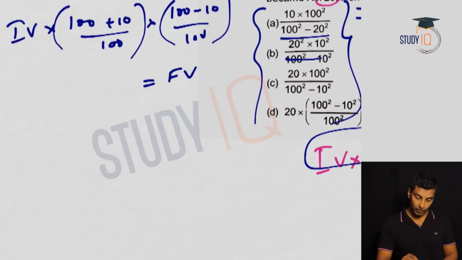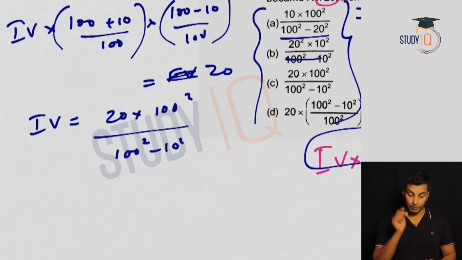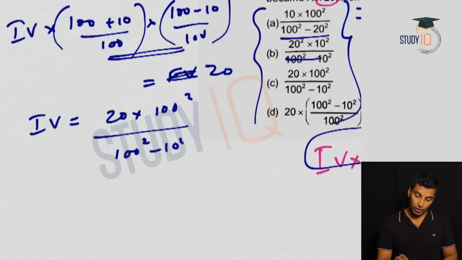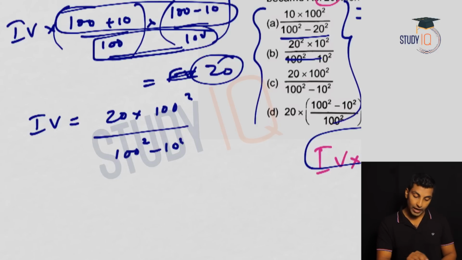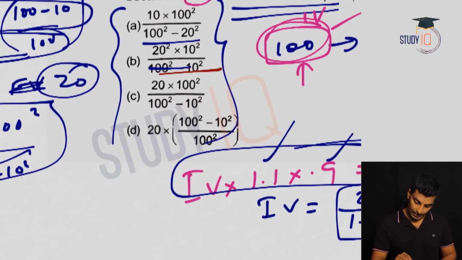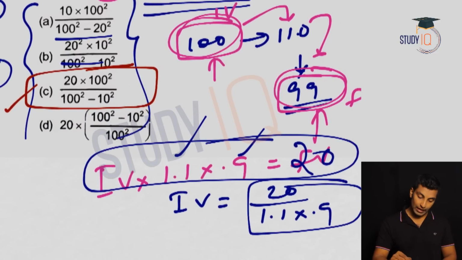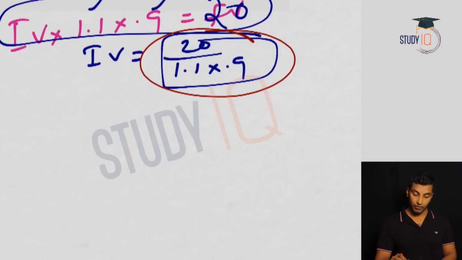Once you write like this, we get the initial value as 20, which is given as the final value, into 100 square divided by 100 square minus 10 square. Why? Because the denominator 100 into 100 goes to the numerator, so 20 into 100 square. Then the denominator is 100 plus 10 and 100 minus 10, so a plus b into a minus b, that is a square minus b square, so 100 square minus 10 square. So you will mark C as the answer. Why we are doing all these things is because we need to get the answer in this format. Otherwise, if it was given in values, it is very simple, right? 20 divided by 1.1 into 0.9.